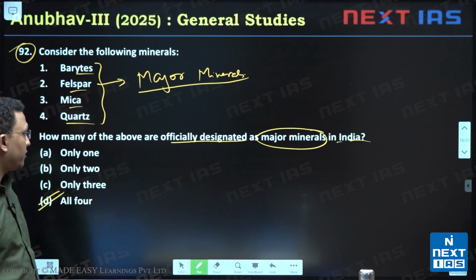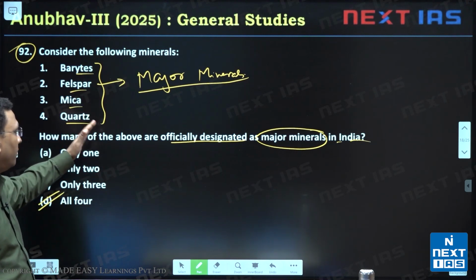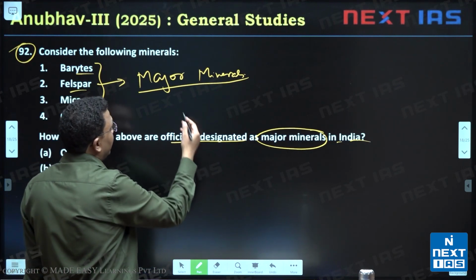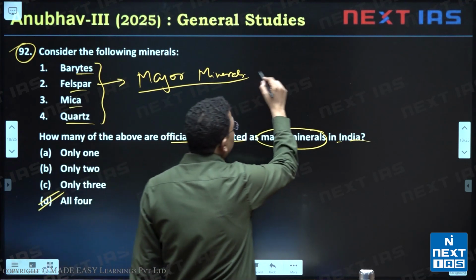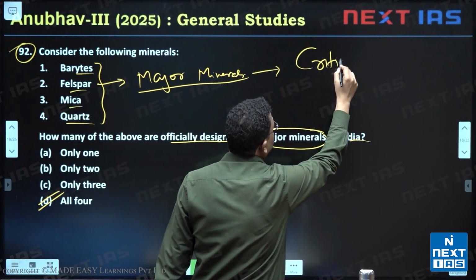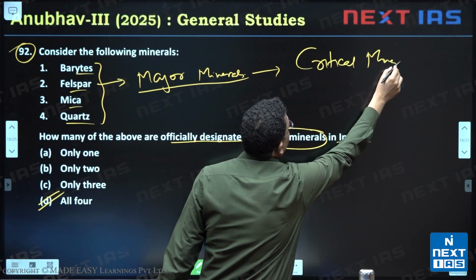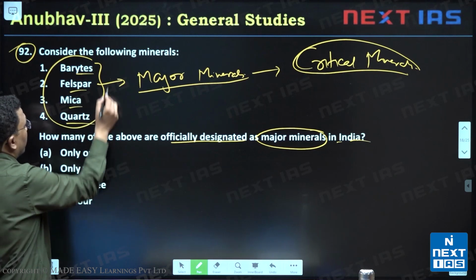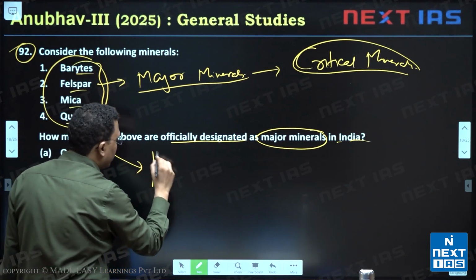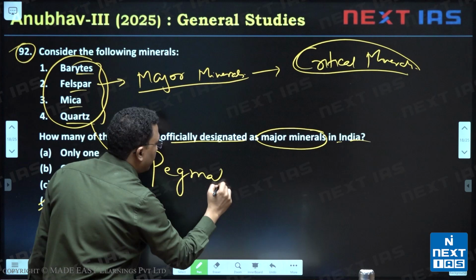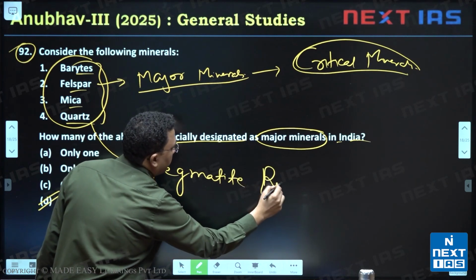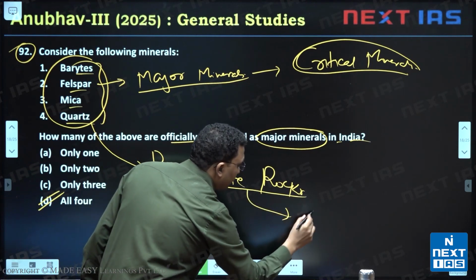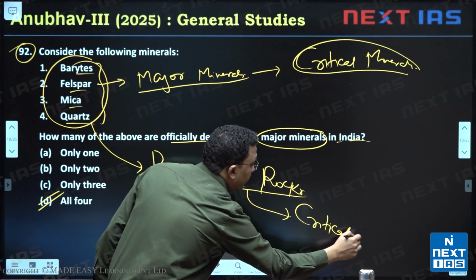So this is a news based question. You must be knowing all the minerals that have been in news, right? And the reason for their categorization as major minerals is basically linked to critical minerals. So what happens is that these minerals are found in a rock which is called pegmatite rock, right? And these rocks also contain some critical minerals.